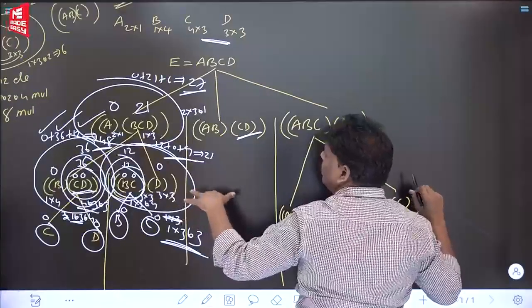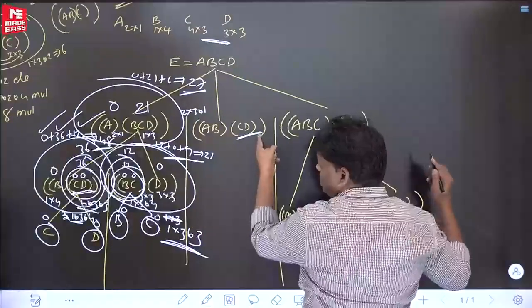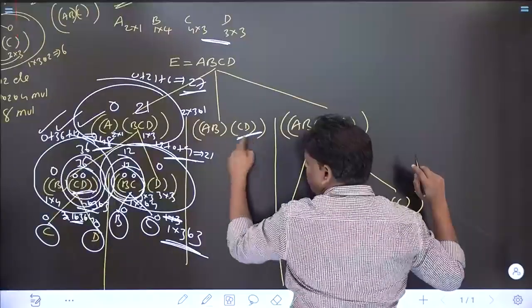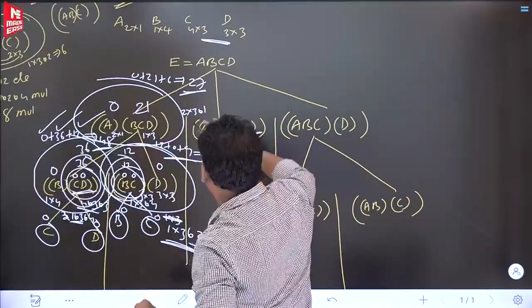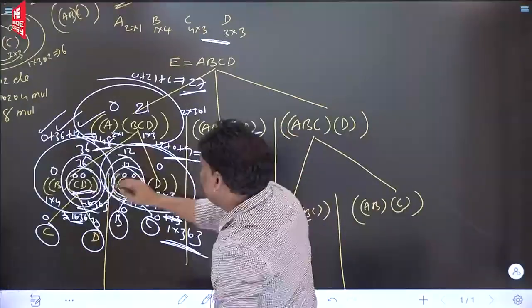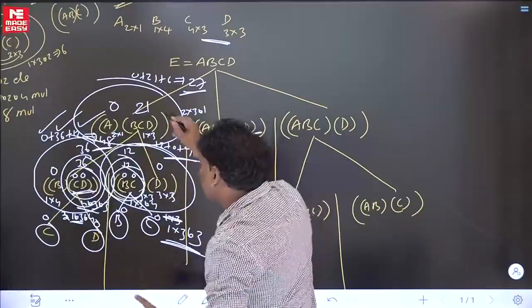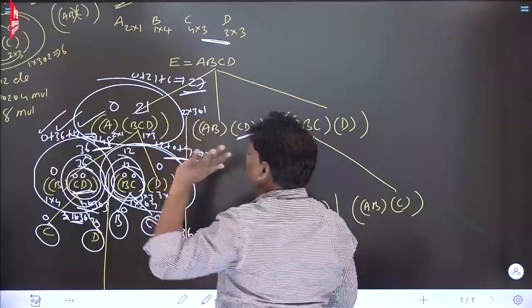If there is repetition, dynamic programming is the best idea. See the repetition there; CD here also repeats, so use it. Some people ask, sir, to do A, B, C, D, first A, B is required, next CD is required. If CD is available, you will use it, right? If A, B is not available, then only compute.